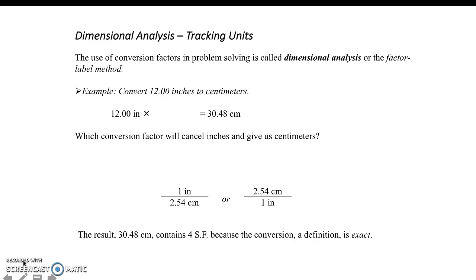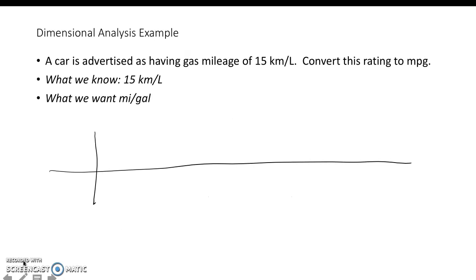There are 4 significant figures because being a conversion, it is an exact number and therefore has an unlimited number of significant figures. And of course, your original quantity, the 12.00 inches, had 4 significant figures.